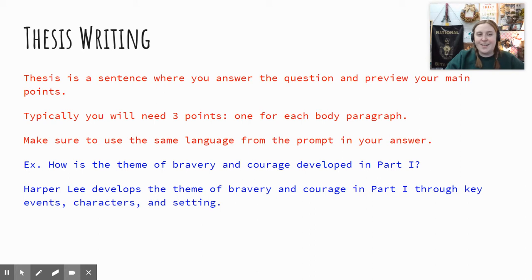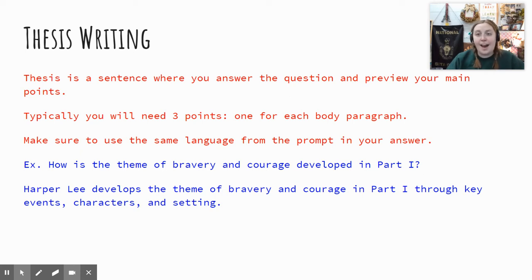All right, and now your thesis. This is the very end of your introduction paragraph. This is where you answer the question and you preview what your main points are going to be. Typically you would need about 3 points, which would be 1 for each body paragraph.